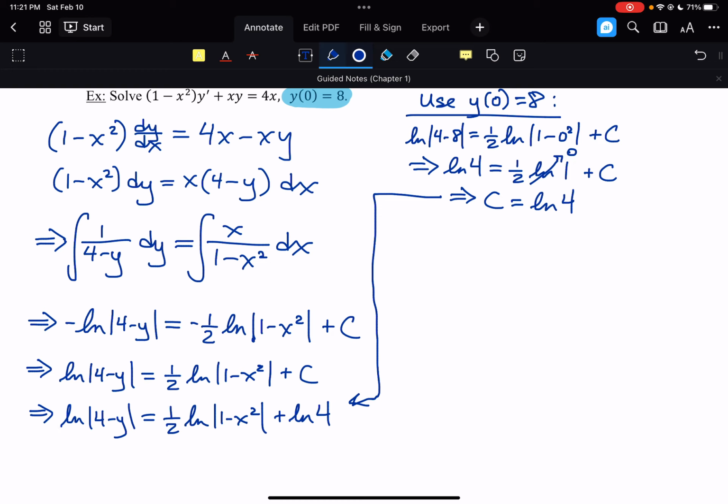So on the left-hand side, that's going to undo the effects. So the e is going to go there. But all we're going to be left with is the absolute value of 4 minus y. And on the right-hand side, we have e to all of this. So e to the 1/2 ln absolute value 1 minus x squared plus ln of 4.